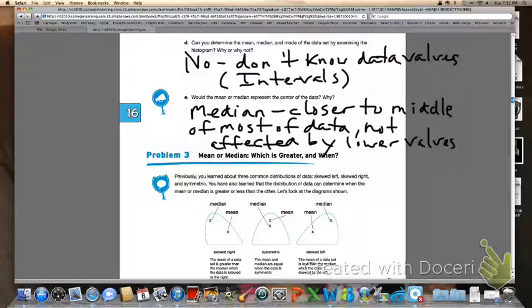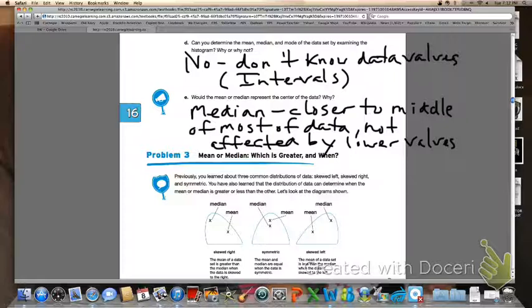In looking at the answer to letter D, it says, can you determine the mean, median, and mode of the data set by examining the histogram? Why or why not? No, you cannot determine any of the measures of center because you do not know the data values. Remember, histograms deal only with intervals and ranges of numbers, not individual data.